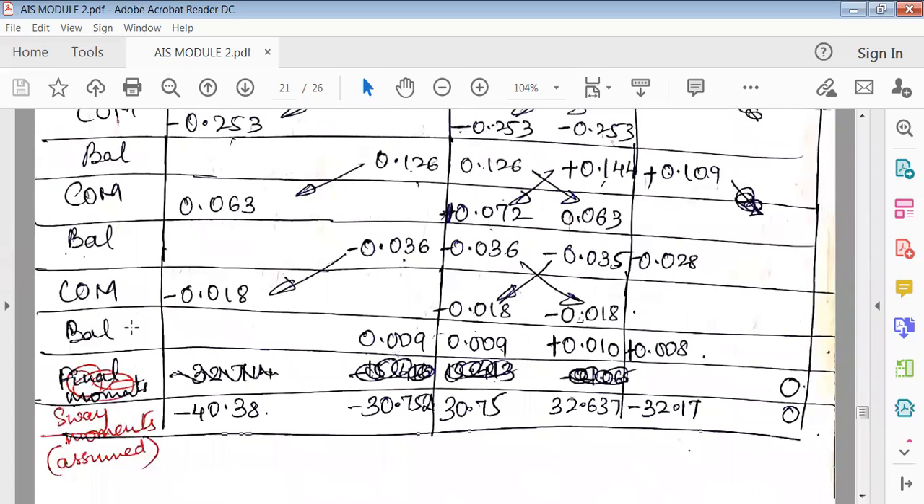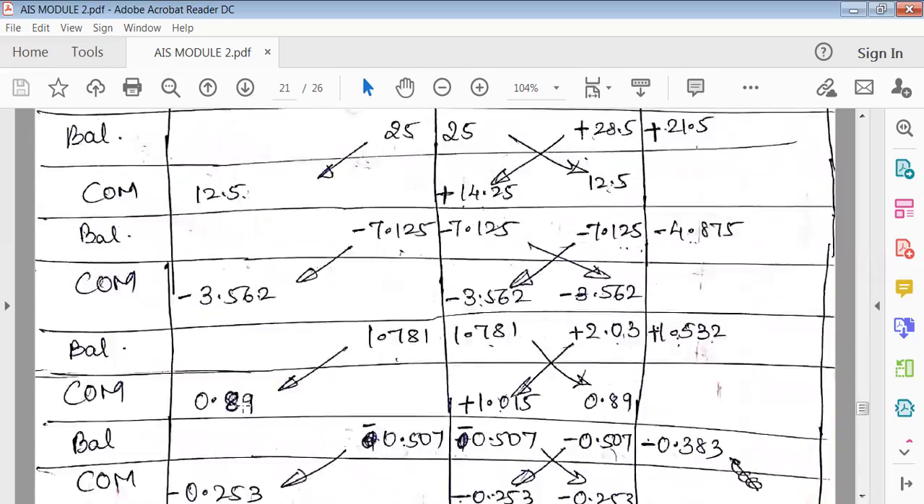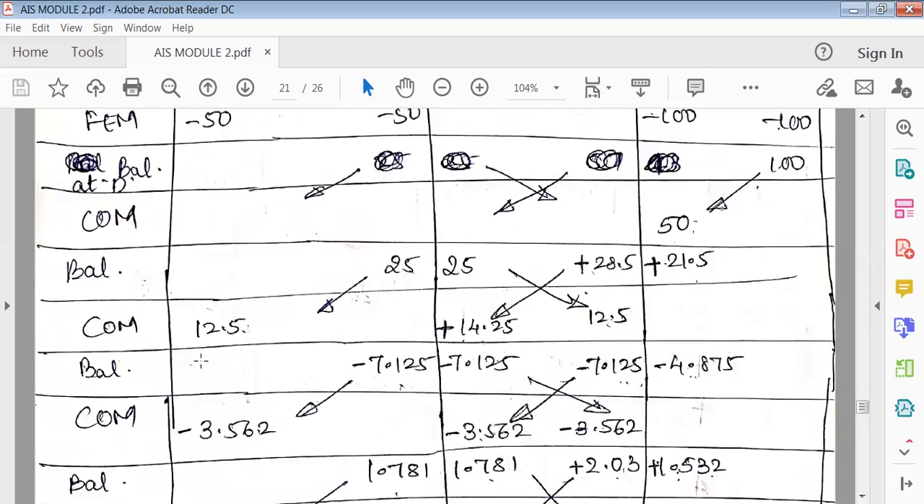Until when? Until you reach the point wherein the balancing, you can see it. Now you have reached the point wherein at this point the second decimal place is 0. Here the second decimal place is 0. Here the second decimal place is 1. So this is the time you have to stop. Once you stop, after balancing, write the final moments here. Go on adding all of these.